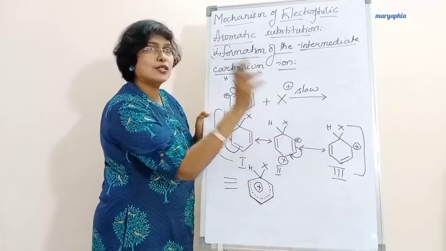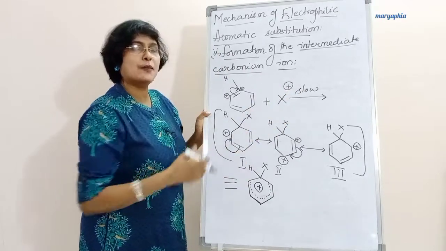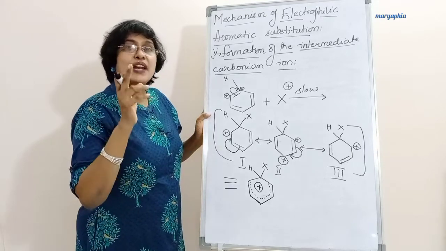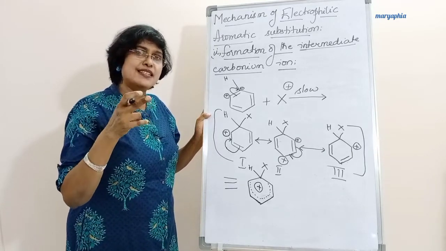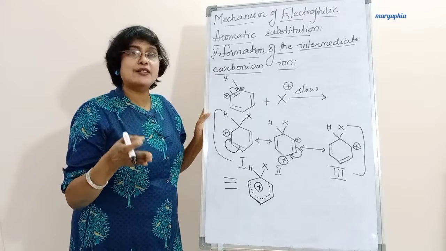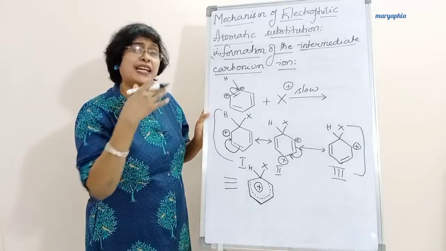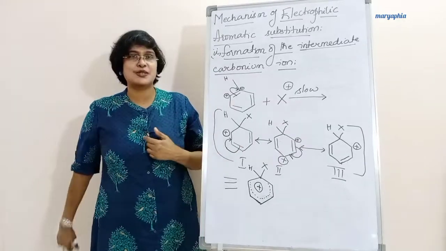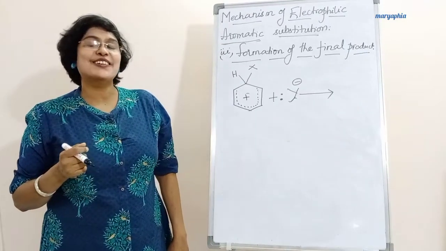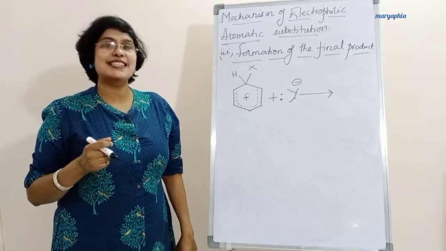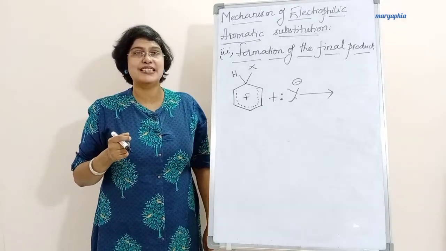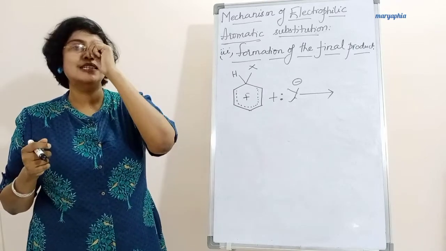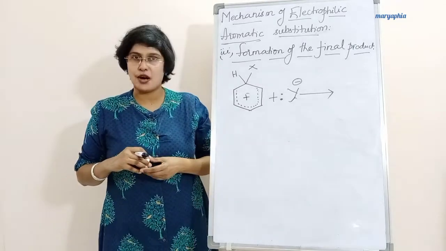Also, one more thing: this is the slow step, students, the formation of the intermediate carbocation. As you all know, the slow step is the rate determining step. That means the step which determines the rate of reaction, the speed at which the reaction is taking place. So this is the second step, students. And the last and final step is the formation of the final product. We have seen how the intermediate carbocation is formed.